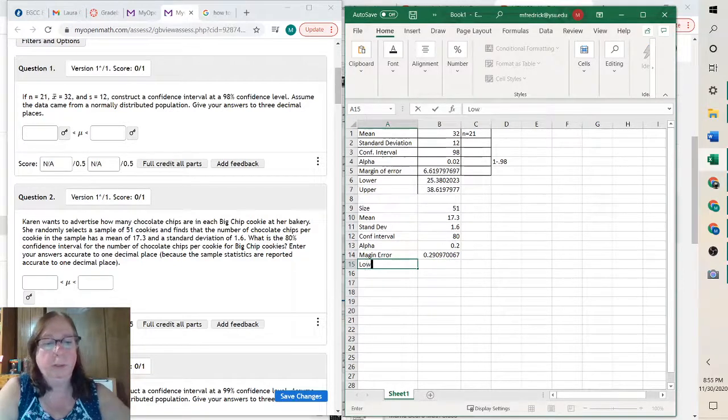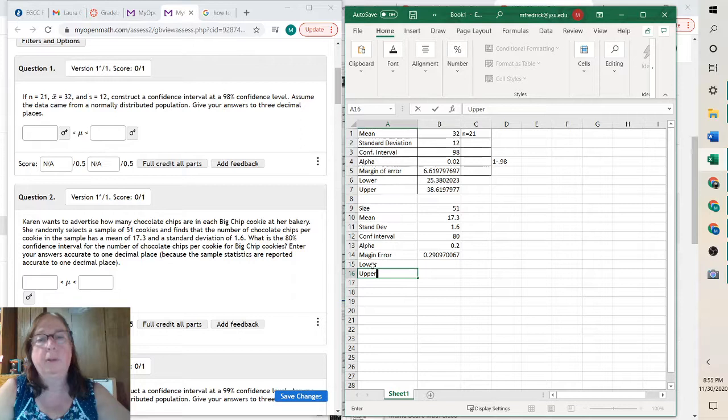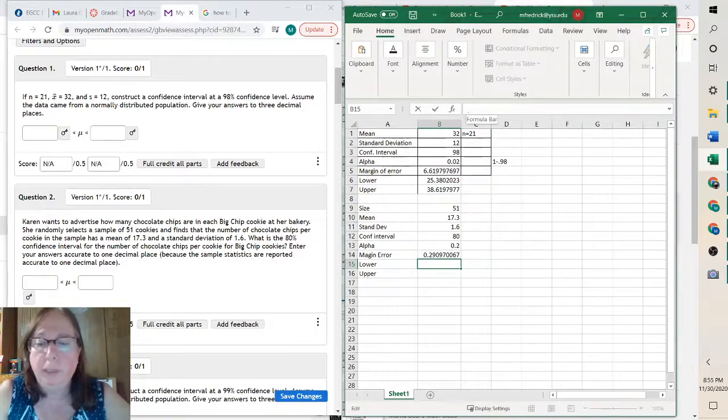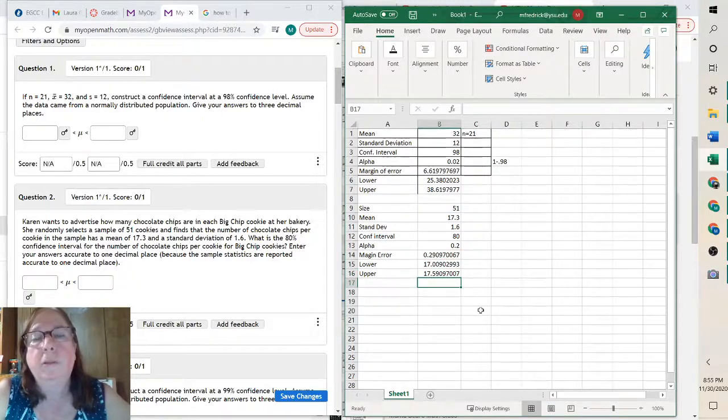And then you do your lower and your upper. For the lower, come up here and put equals the mean minus margin of error and hit enter. And then the upper equals mean plus margin of error. And there's your two values.